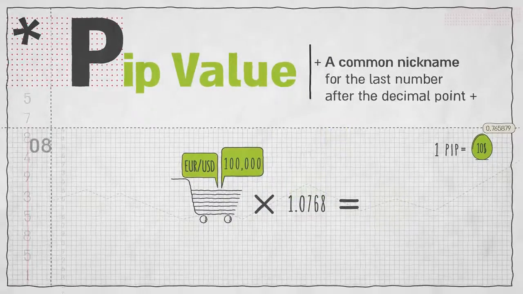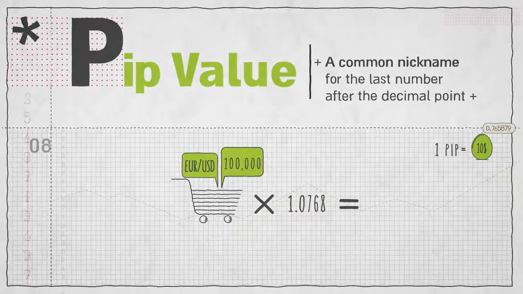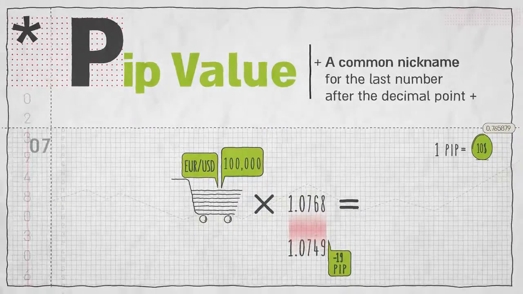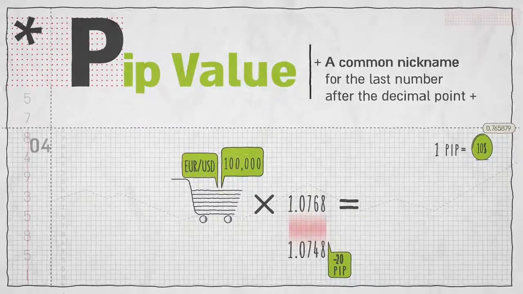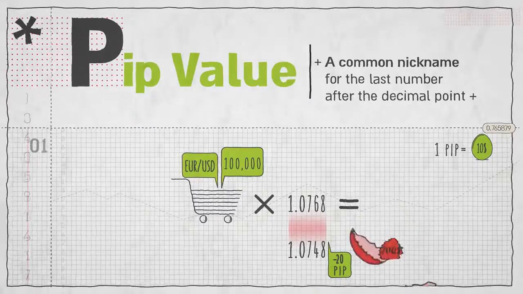If the pair decreases from 1.0768 to 1.0748, a 20 pip change, then you would lose 20 times $10 equals $200.